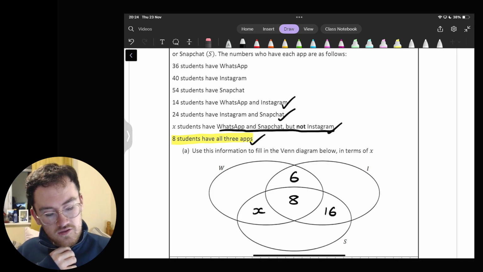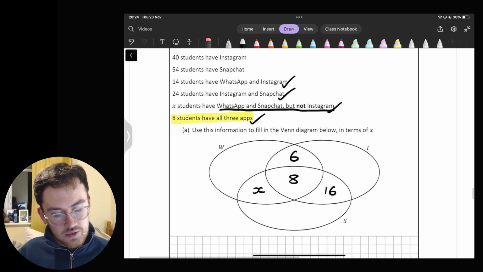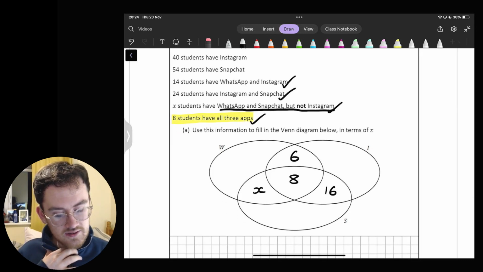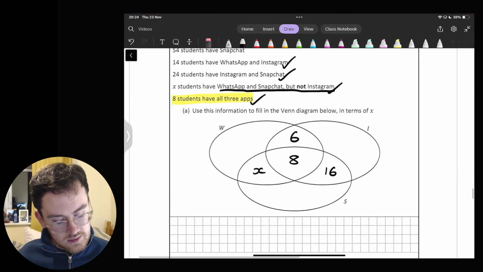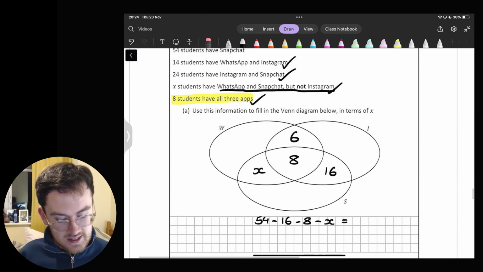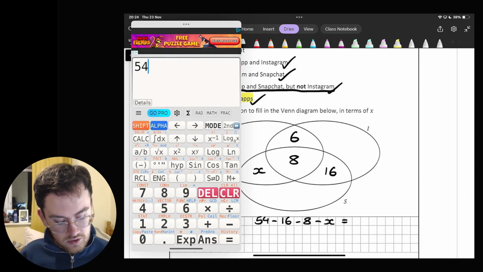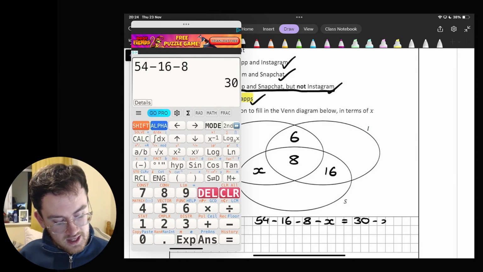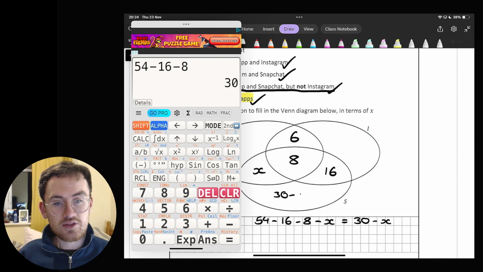Okay. 54 students have Snapchat. So in this part, I'm going to do 54. I'm going to take away the 16, I'm going to take away the 8, and I'm going to take away x. Remember, x is still just a number. We don't know the value of it, but it's still a number. So that gives me 30 minus x to go in the Snapchat only section.